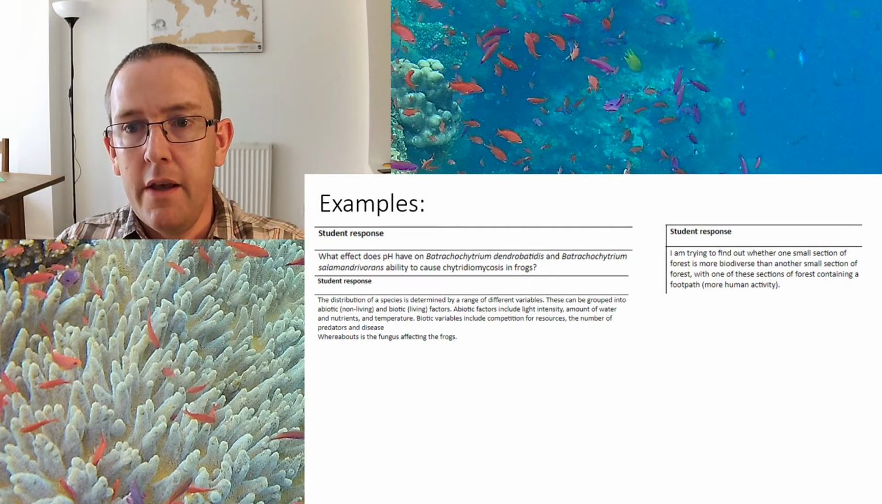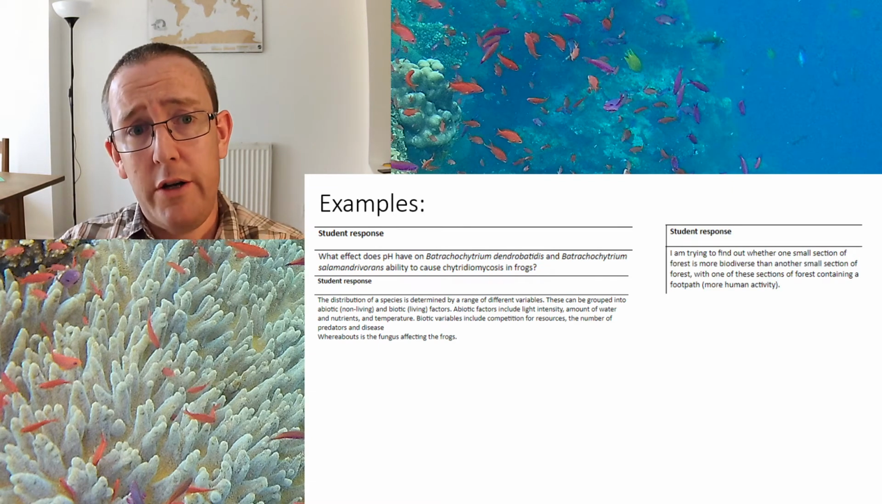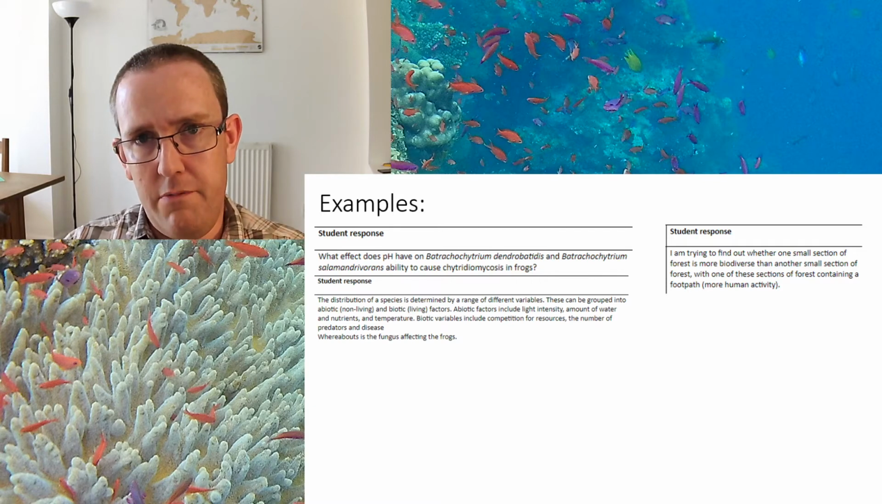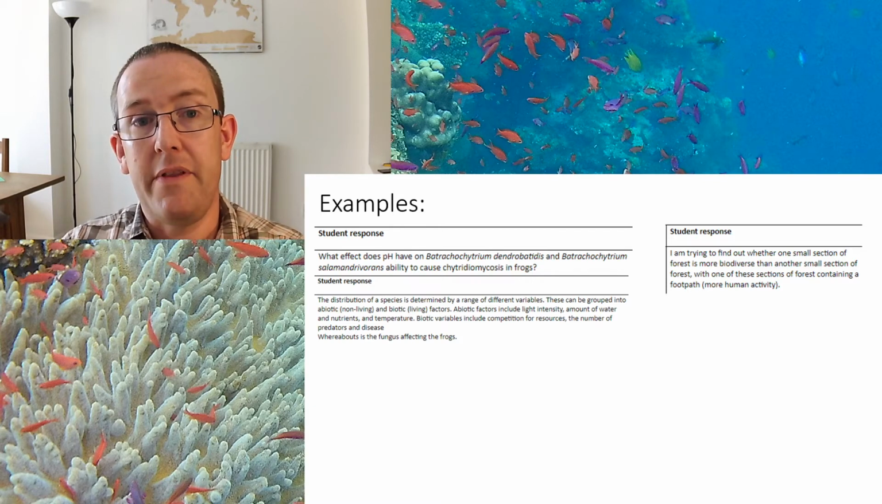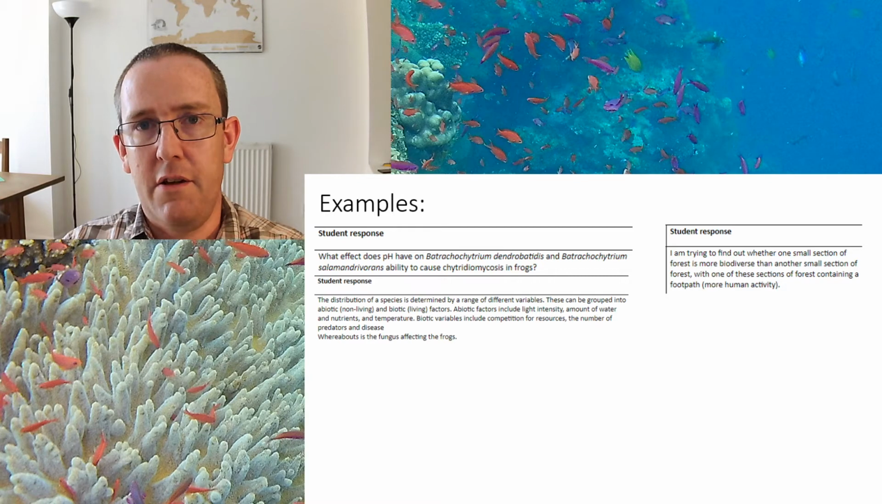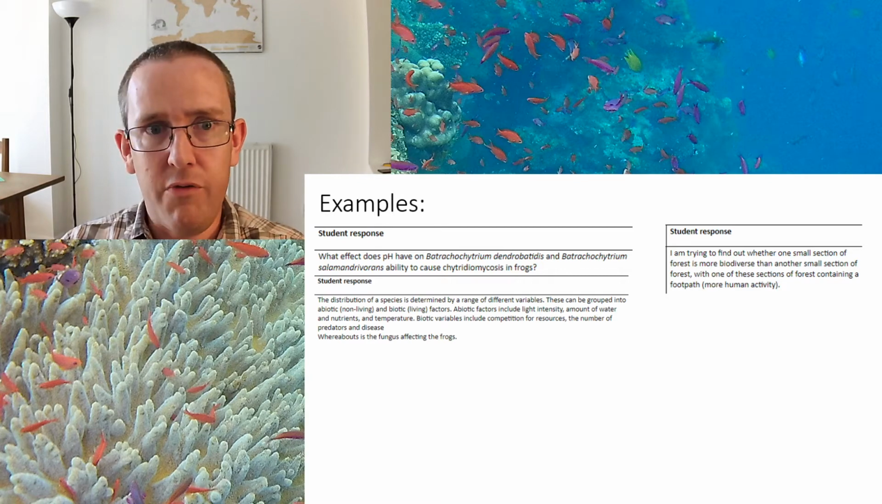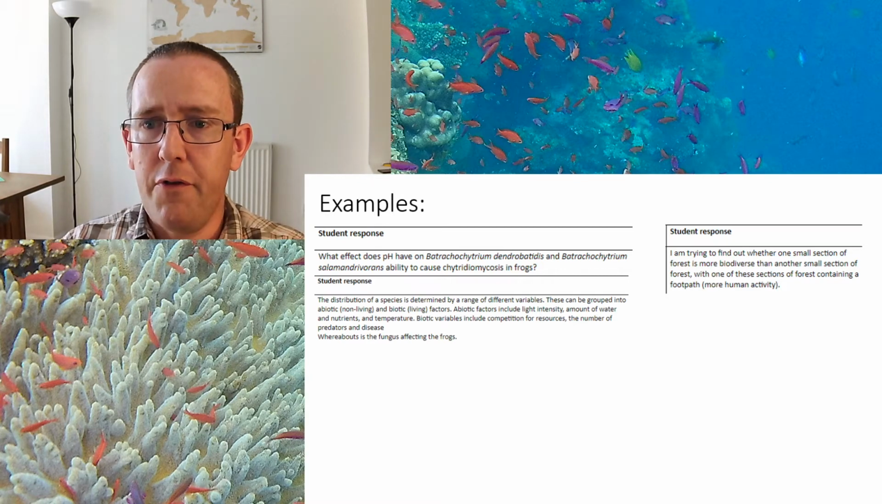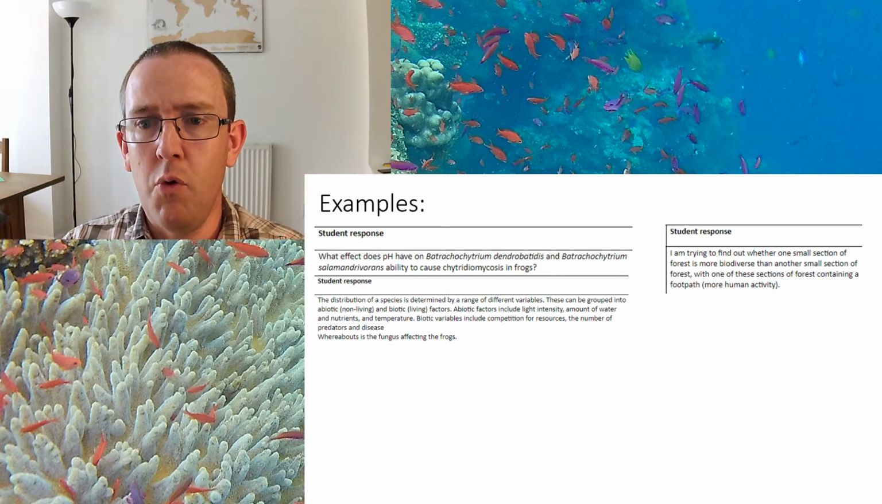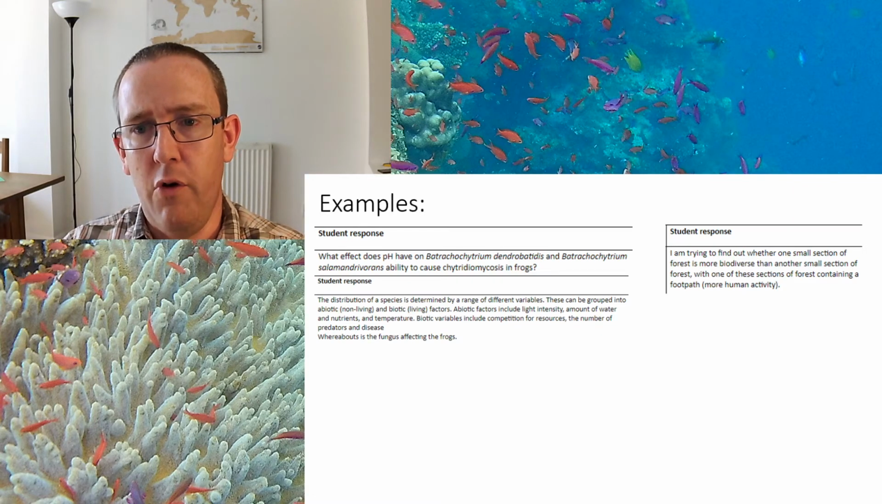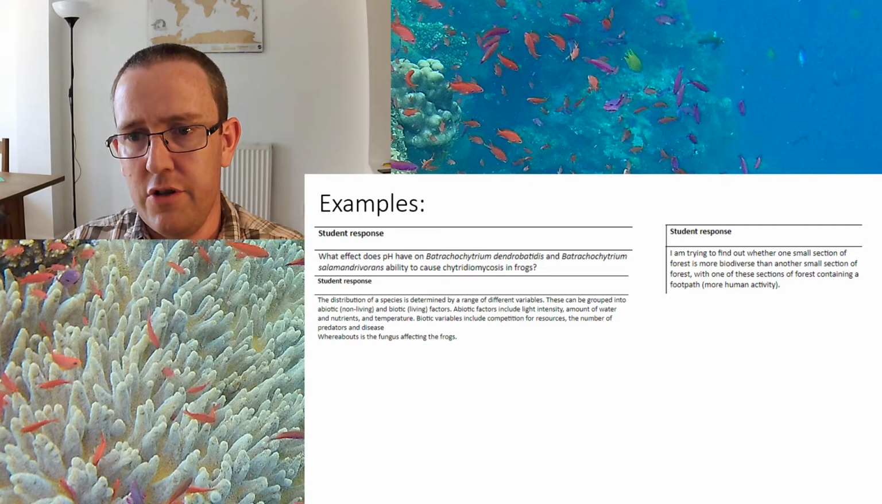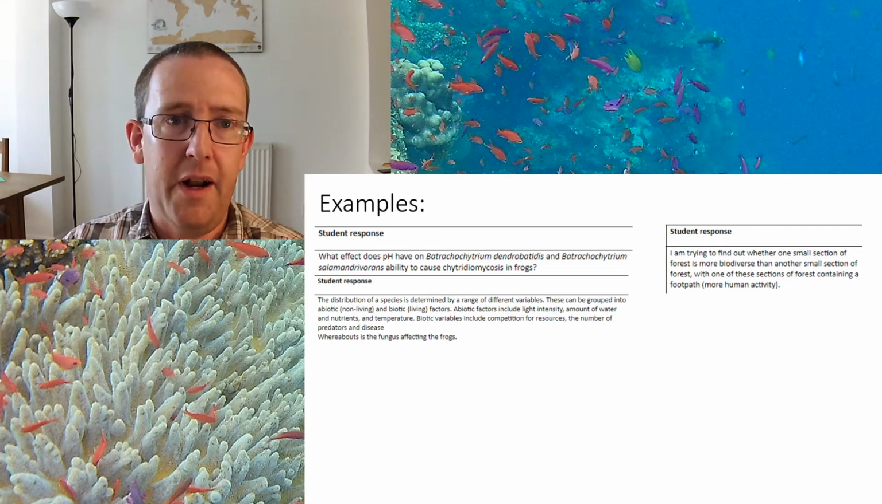Okay? This one is quite a good question, or could be quite a good question. And this one's had a couple of iterations, a couple of things changed about it since I first saw it, but it is not the topic that's being studied. I'm trying to find out whether one small section of forest is more biodiverse than another small section of forest, where one of those sections of forest contains a footpath, more human activity.